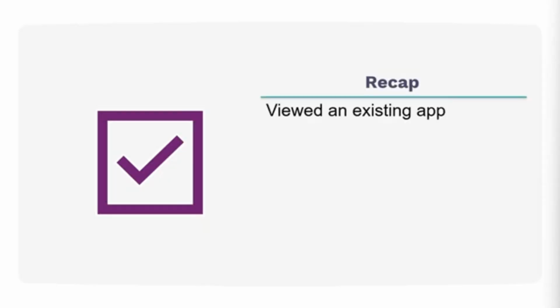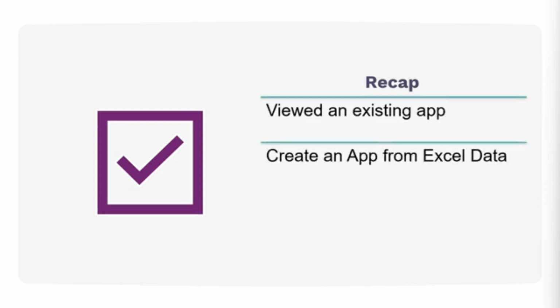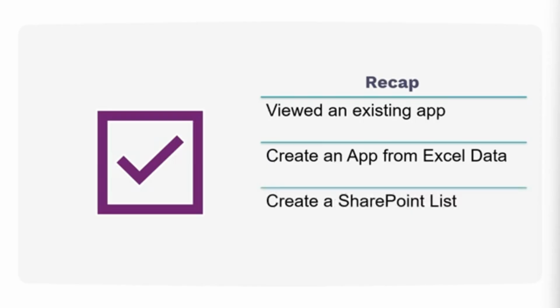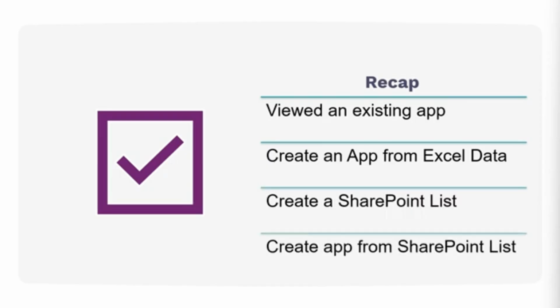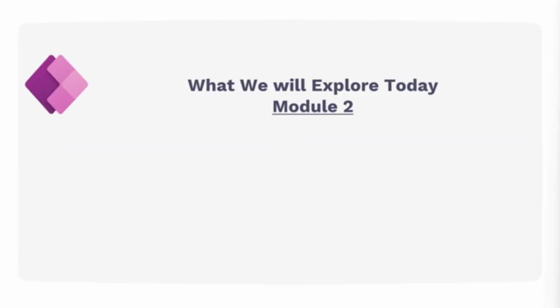So just to recap here for Module 1, we looked at the basics here. We're able to view an existing app. We're able to create an app from Excel data. We're able to create a SharePoint list. And we're able to create an app from a SharePoint list as well. So up to this point, we have not done any customizations. The app has done all the work for us. We've simply uploaded data, connected data to it, and we're presented with a 3-screen app. Let's build upon our learning.